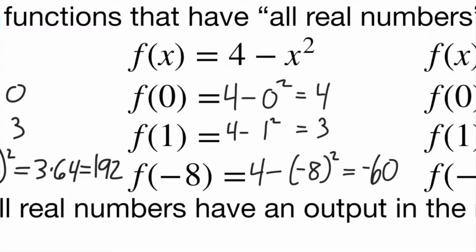There are plenty more functions that have all real numbers as their domain, and that's kind of the starting point. You can assume that they have all real numbers as their domain, except for if they produce any problems. But here, there's no problems. 0 is the input and 4 is the output. 1 is the input, 3 is the output. Negative 8, again, remember when negative 8 squared is positive 64, 4 minus 64 is negative 60. So yeah, every input has an output. And 0, 1, and negative 8 are just numbers that I chose. All real numbers here will produce outputs.